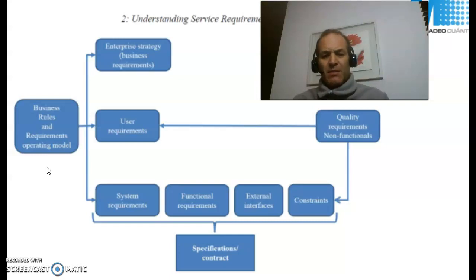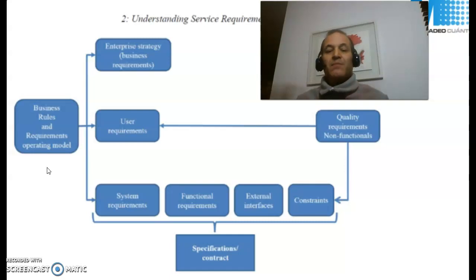We have different system requirements. We have functional requirements, external requirements, and constraints. That is ultimately to say about the specification and the contrast between what the user wants and what the business wants. So those two things have to come together.